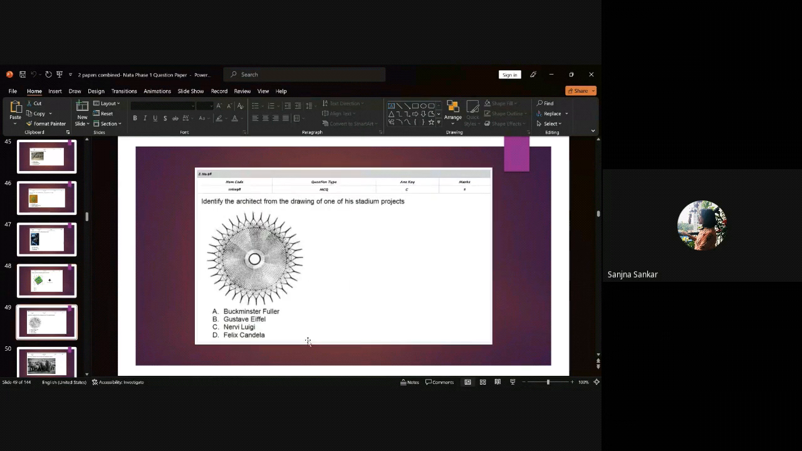Next question: identify the architect from the drawing of one of the stadium projects. This is a drawing of a stadium project, and they have asked which architect did this. Option A is Buckminster Fuller. Option B is Gustave Eiffel. Option C is Nervi Luigi. Option D is Felix Candela. The answer is option C, Pier Luigi Nervi.